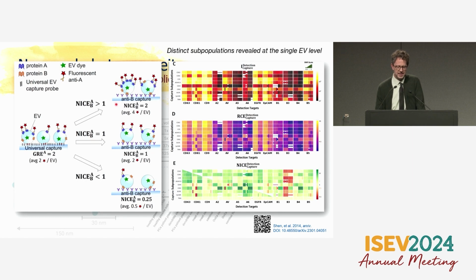Here's a nice study, actually it's not from 2014, it's from 2023, my bad, where they're doing single EV imaging and starting to try to work out some of these differences in stoichiometry. And what you see are these beautiful heat maps. So these are really distinct subpopulations that we see of co-localization of different membrane proteins on single EVs, depending on the capture, depending on the source. And just from a bird's eye view, you can see that these things are quite heterogeneous.